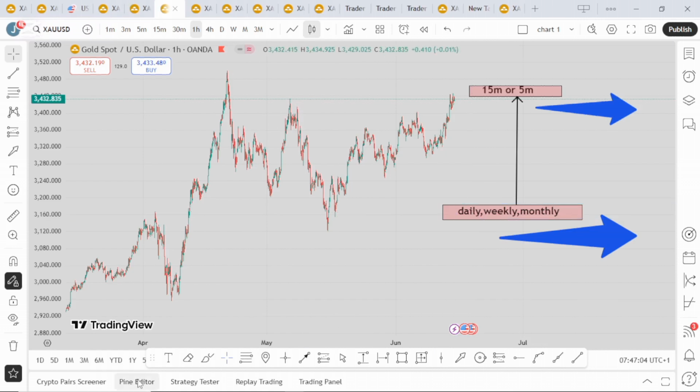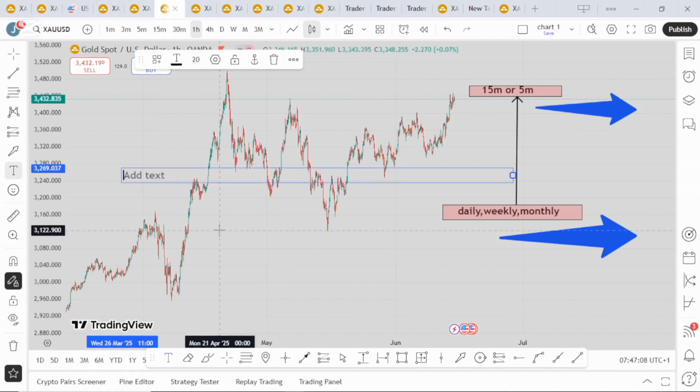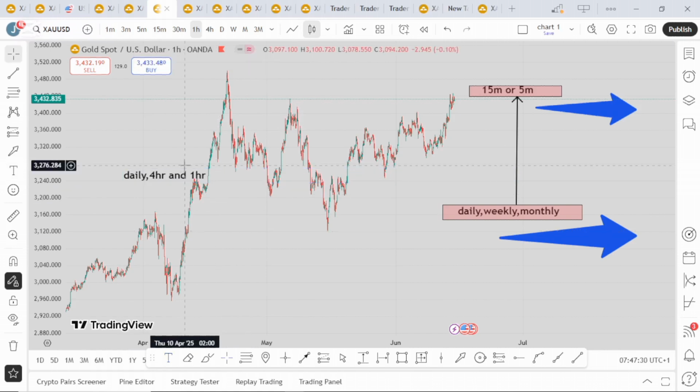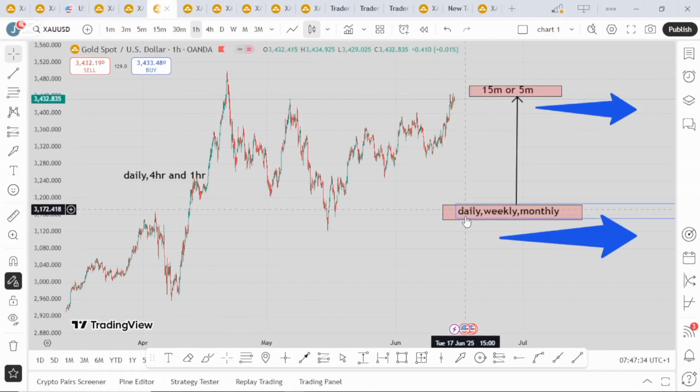So now we are taking the daily time frame. Remember, we are using the daily time frame. You have to get this. We are using the 4 hours time frame, and lastly we are using the 1 hour time frame. These are the time frames that we are going to use as a catalyst from here to here. So here we have the daily time frame.